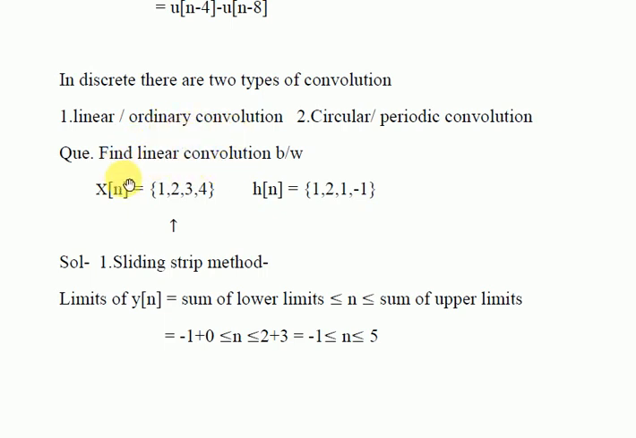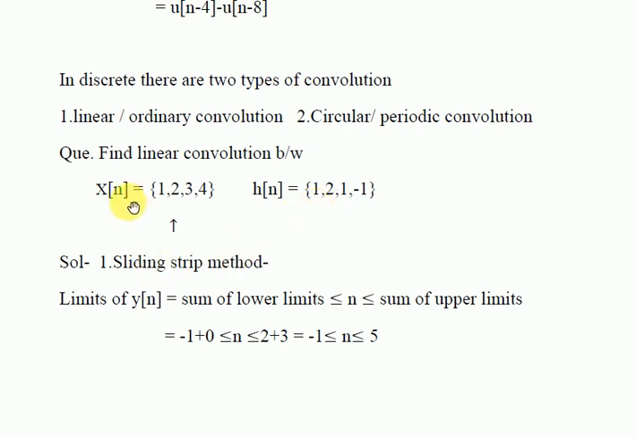The question is: find the linear convolution between x of n and h of n. The x of n sequence and h of n sequence are given. In x of n, what does this arrow indicate? This arrow indicates where n is equal to 0. This sample is 2 at n equal to 0. Here there is no arrow, which means by default the arrow is here. If there is no arrow, it means the sequence starts from n equal to 0.